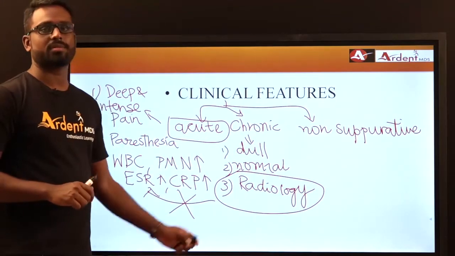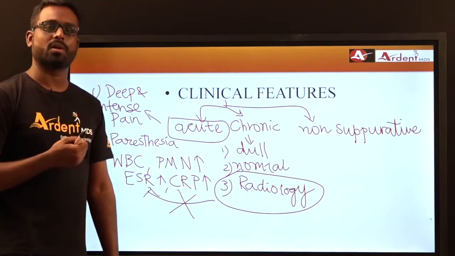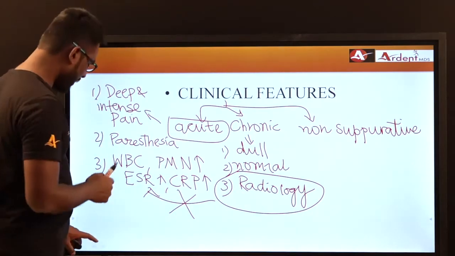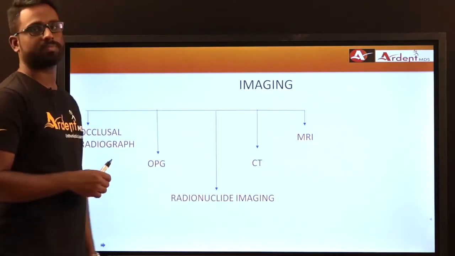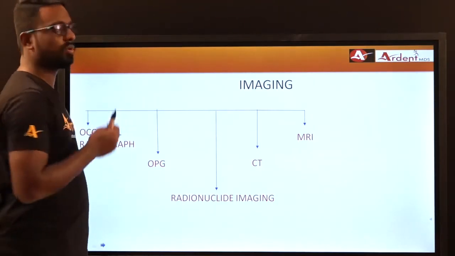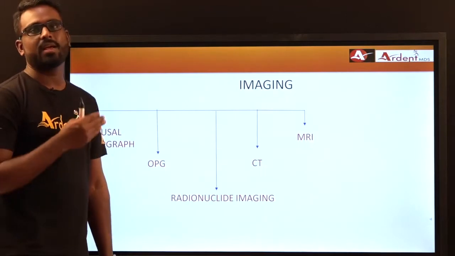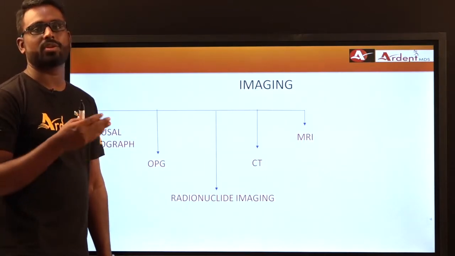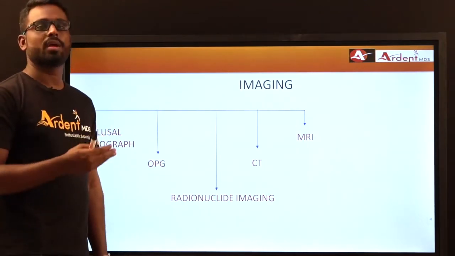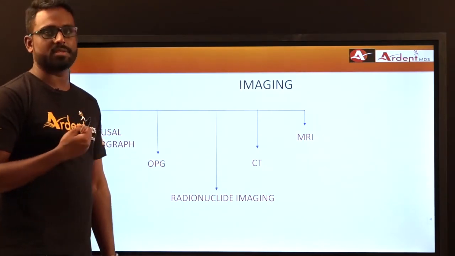Non-suppurative osteomyelitis, we have seen, may include chronic focal and diffuse sclerosing and Garre's osteomyelitis. So these are all the clinical features of osteomyelitis. Next, we have understood the clinical features, and we will learn about the imaging. So we have a provisional diagnosis of osteomyelitis when you see a patient. So what will you do? You have to look for radiological investigations.